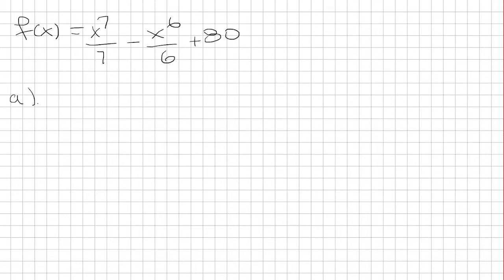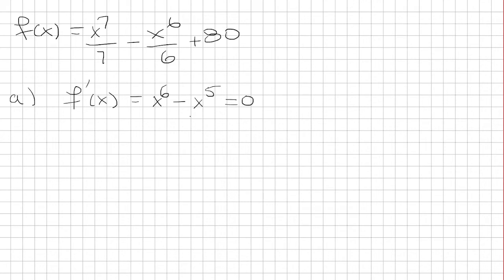Let's consider the function f of x equals x to the 7th over 7 minus x to the 6th over 6 plus 80. First, let's find the critical points or critical numbers. So for that, we're going to set the derivative equal to 0. Now the derivative is just x to the 6th minus x to the 5th.